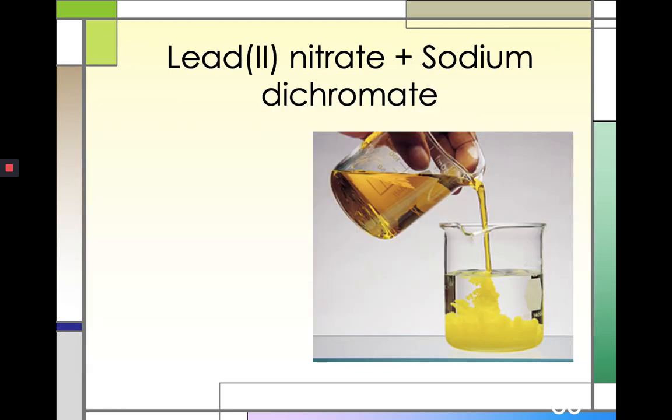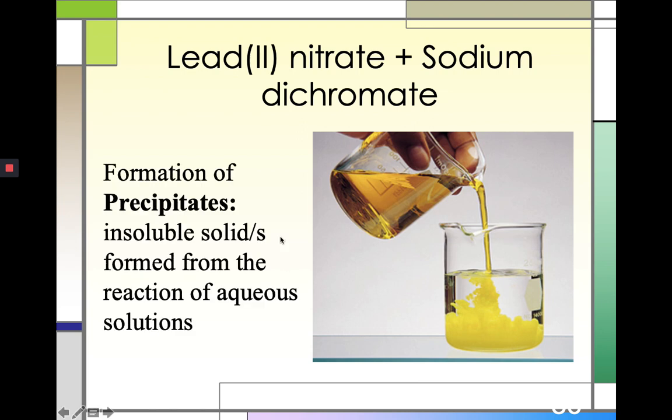The third evidence is shown in the reaction of lead nitrate and sodium dichromate. In here you have a clear yellow solution being poured into a clear colorless solution. And what is this cloudy material here, or a foggy material here? Those are actually precipitate particles. So another evidence of a chemical reaction is the formation of precipitates.